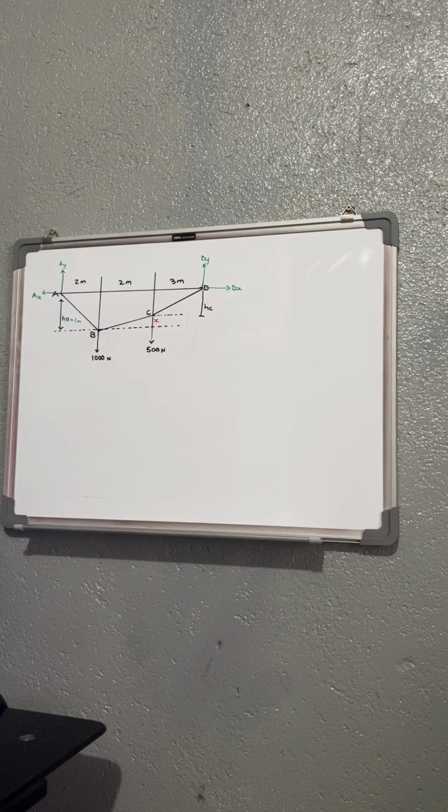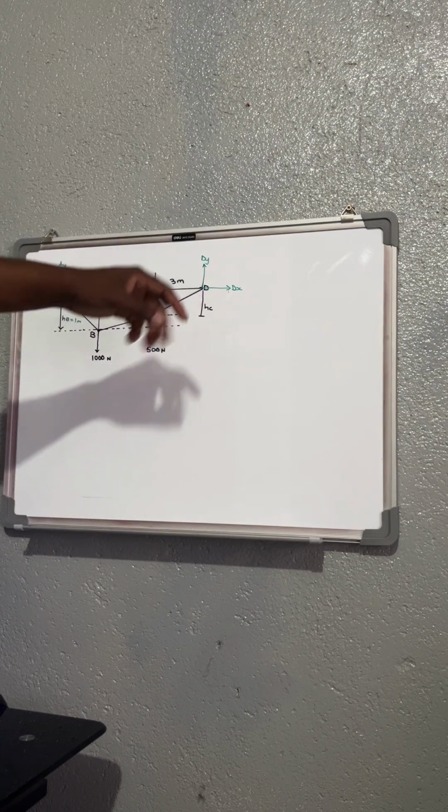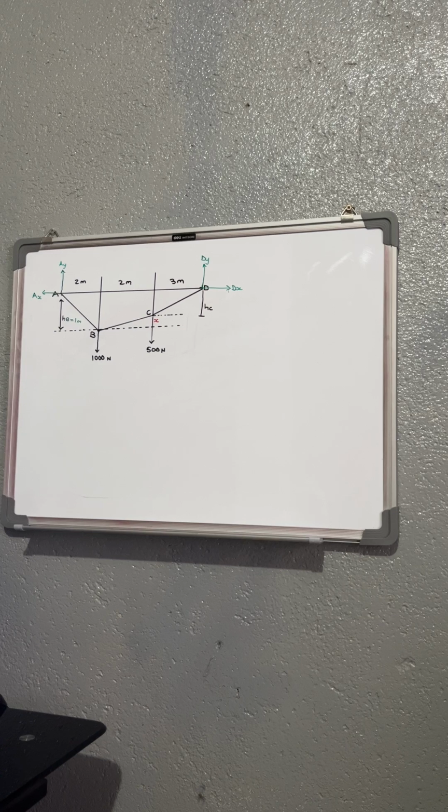Then the second step is to try and calculate this AY and DY. How can I do that? I can do those by using the formula for sum of the moment. In order to find my AY, I will take my moments around D, and in order to find my DY, I will take my moments around A. So let's start with that.